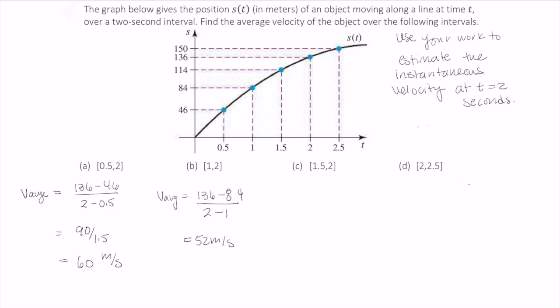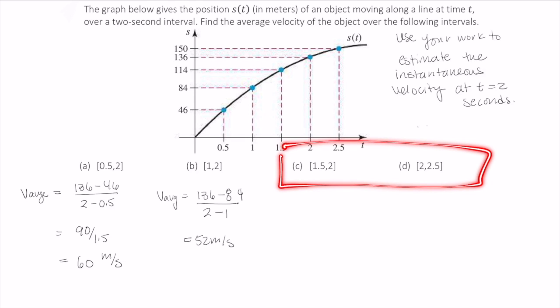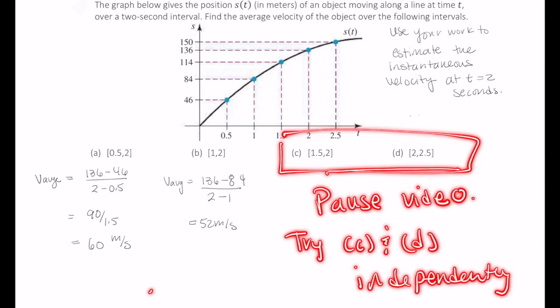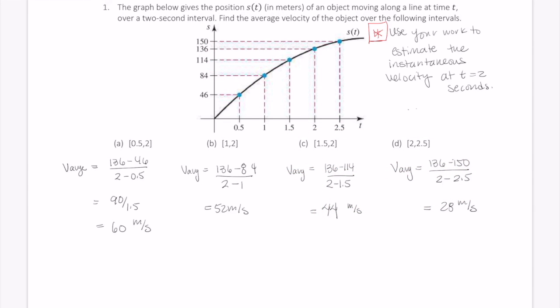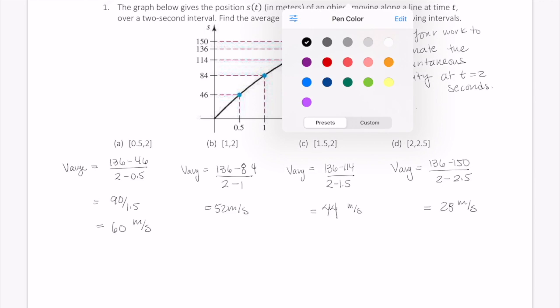Please pause your video and try parts C and D independently. All right, for part C, you should have gotten 44 meters per second, and for part D, you should have gotten 28 meters per second. Now, these are going to help us find our ultimate goal here, which is to find the instantaneous velocity.